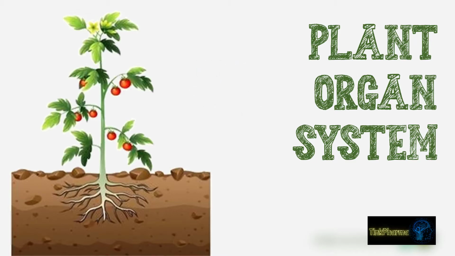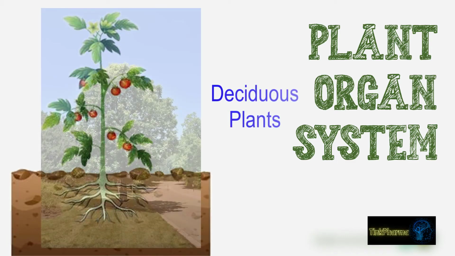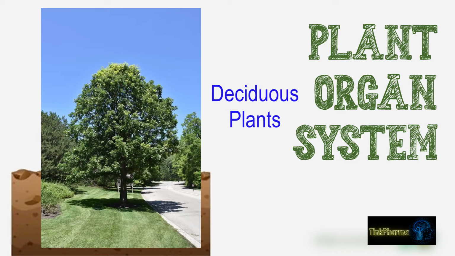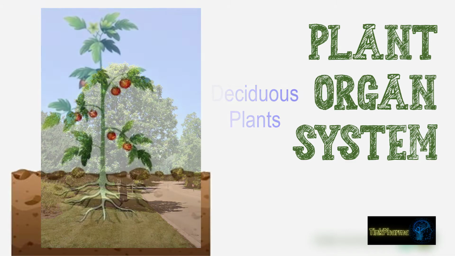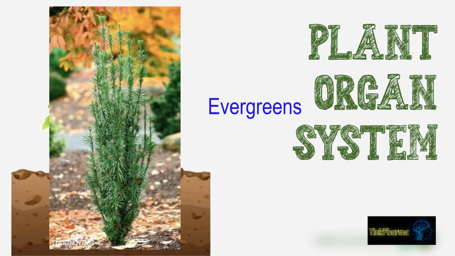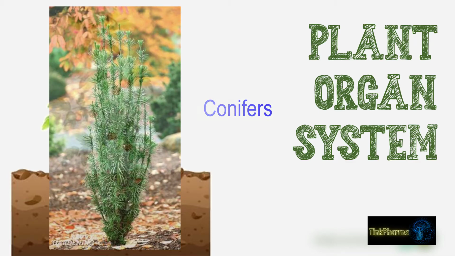Now, the leaves are the major part of the plant that carry out photosynthesis. Some plants lose their leaves every year and they are called deciduous plants. Examples of these plants are broadleaf trees. Some plants that rarely lose their leaves are called evergreens. An example of evergreens are conifers.